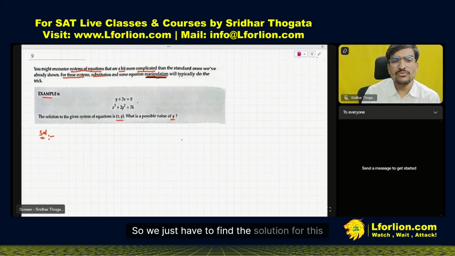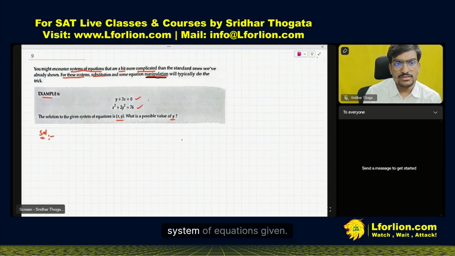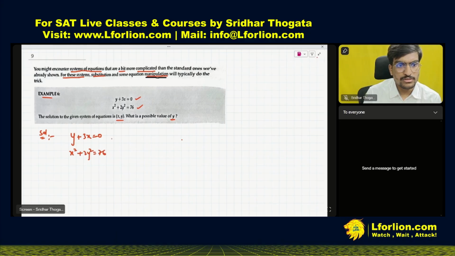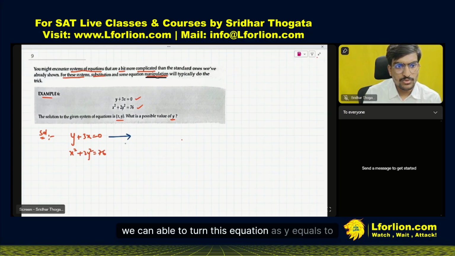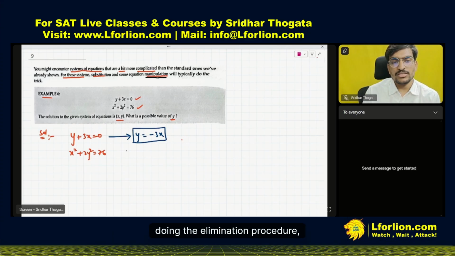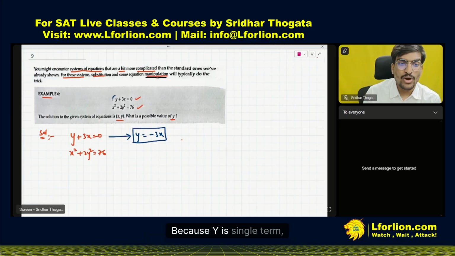What is the possible value of y? So we just have to find the solution for this system of equations. How can we find that? They're given two equations, y plus 3x equals 0, and x squared plus 2y squared equals 76. We can turn this equation into y equals negative 3x. That's so easy to get. Instead of doing the elimination procedure, we do substitution, because y is a single term, it doesn't have a coefficient. That's what we learned in the beginning. When there is no coefficient, we use the fastest way.